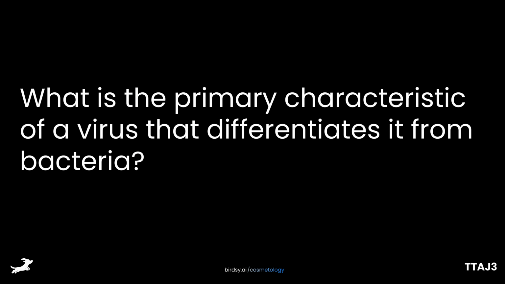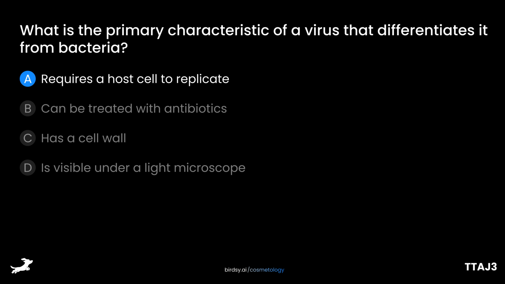What is the primary characteristic of a virus that differentiates it from bacteria? Is it A, requires a host cell to replicate? B, can be treated with antibiotics? C, has a cell wall? Or D, is visible under a light microscope?